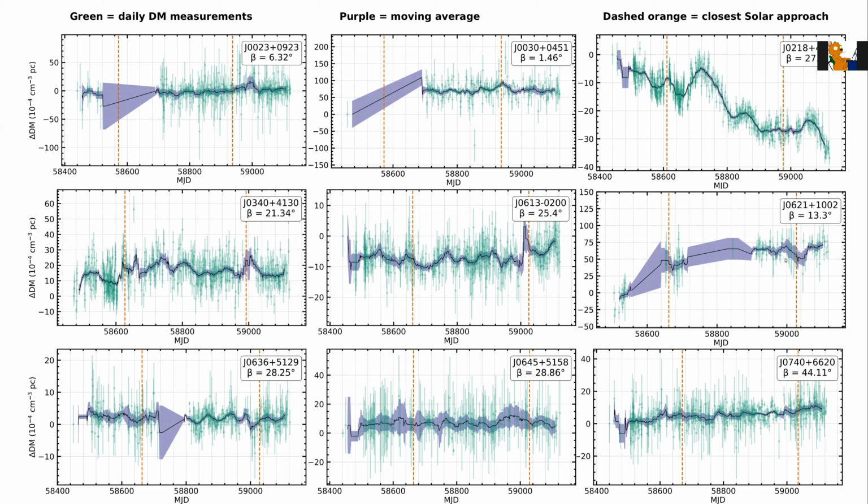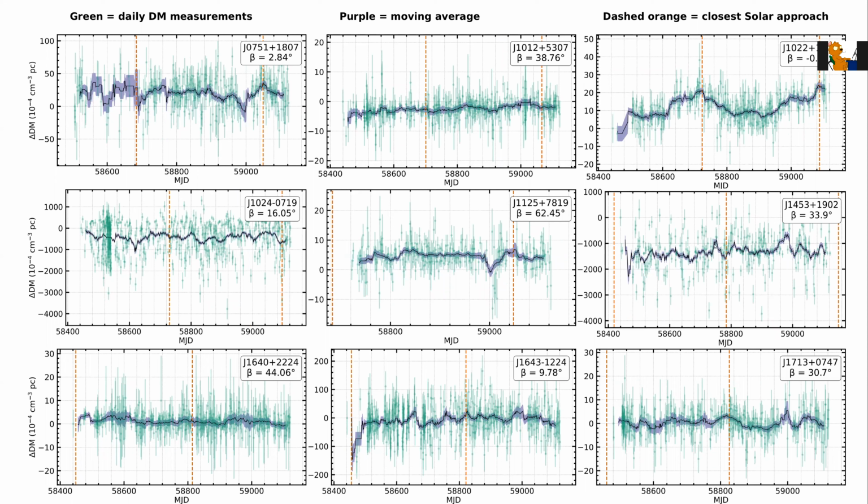0621 is an exception to that. This is a pulsar that's known to have a very fast and, well, initially we thought linear change in DM over the last few years, but it appears to have leveled out in the last year or so.